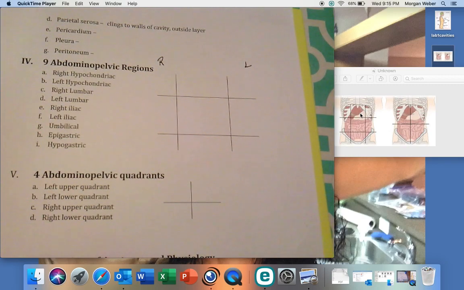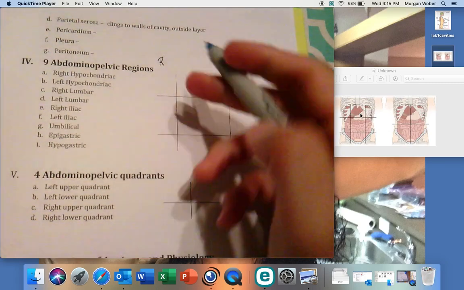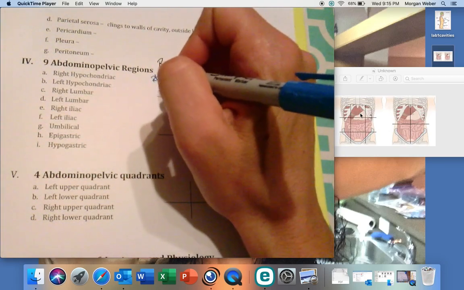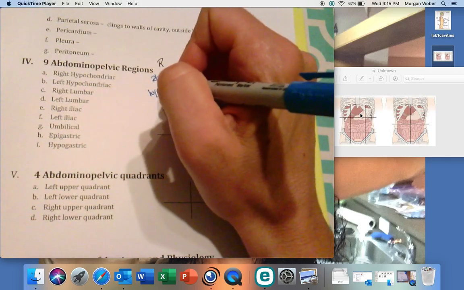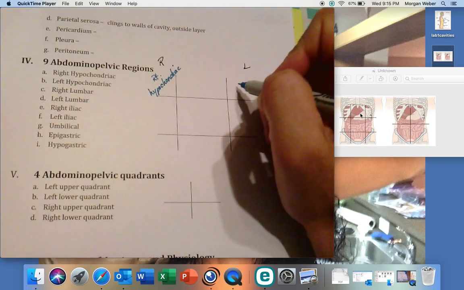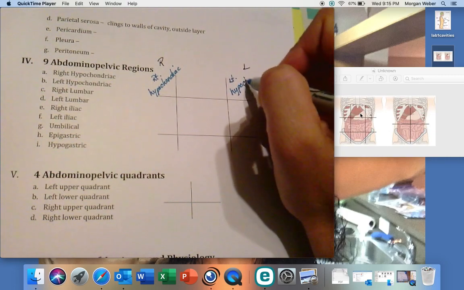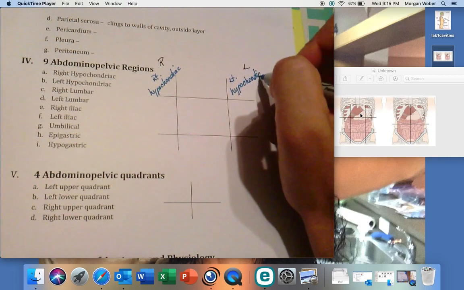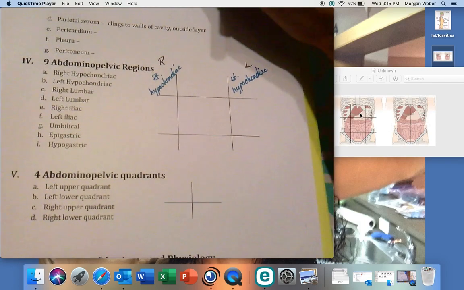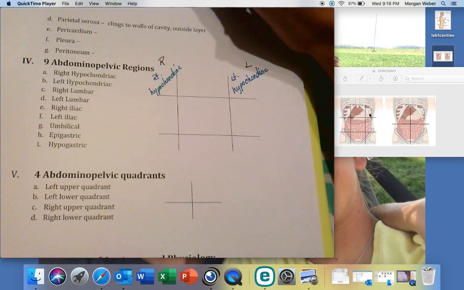All right, so now we just got to put them in order. So we know that this is the right. So this is the right hypochondriac, which makes this the left hypochondriac. So if we look at our image, okay, so we're talking here in the ribs area, that's the liver. We're talking here, this is the stomach. Pancreas is going to be just at the bottom of that.